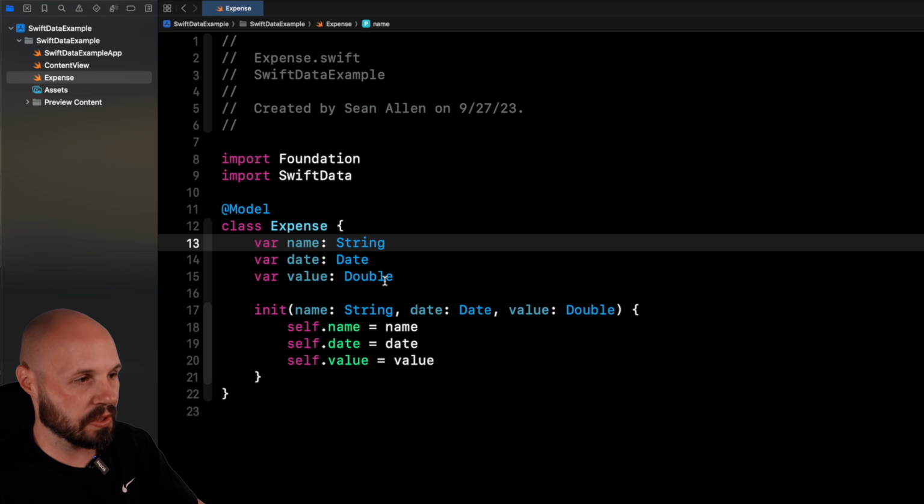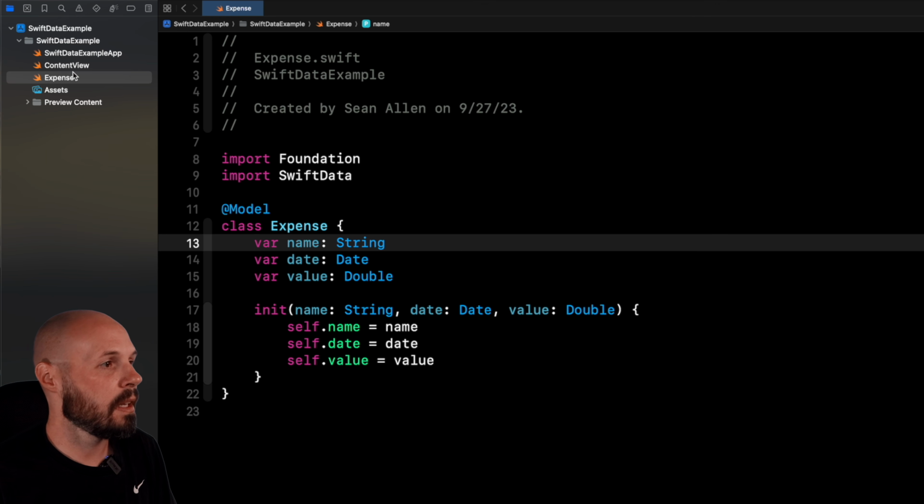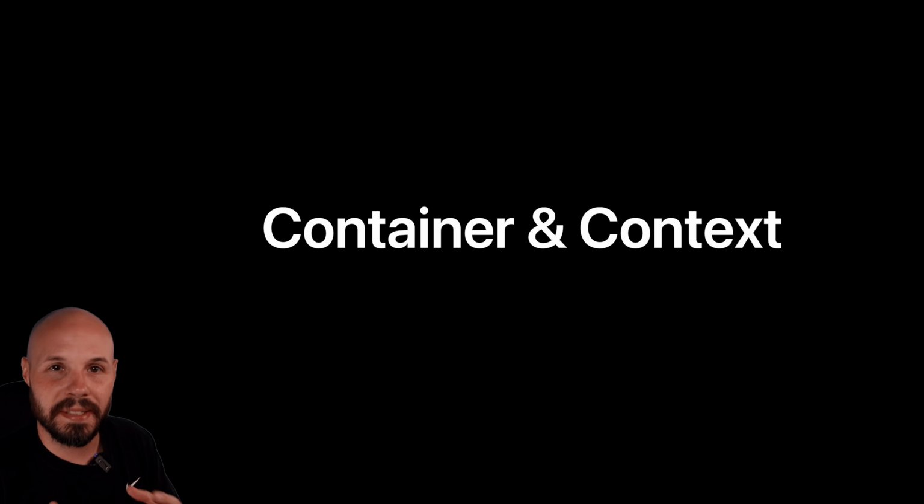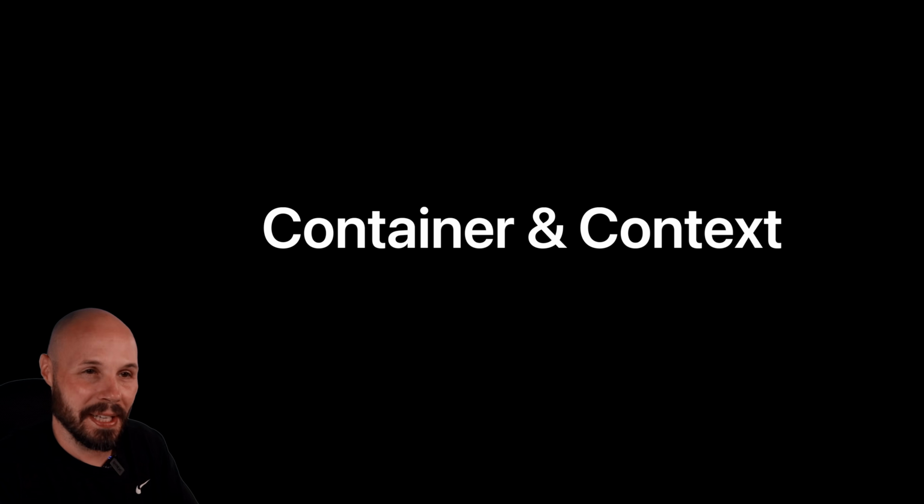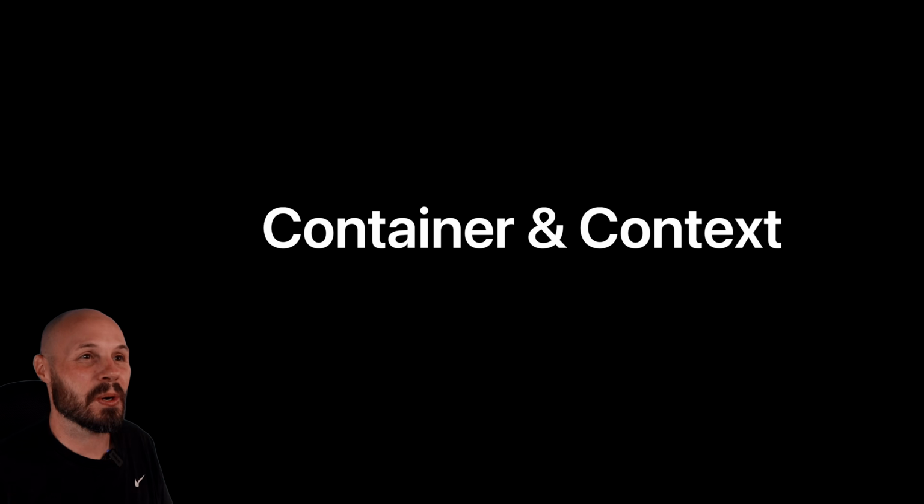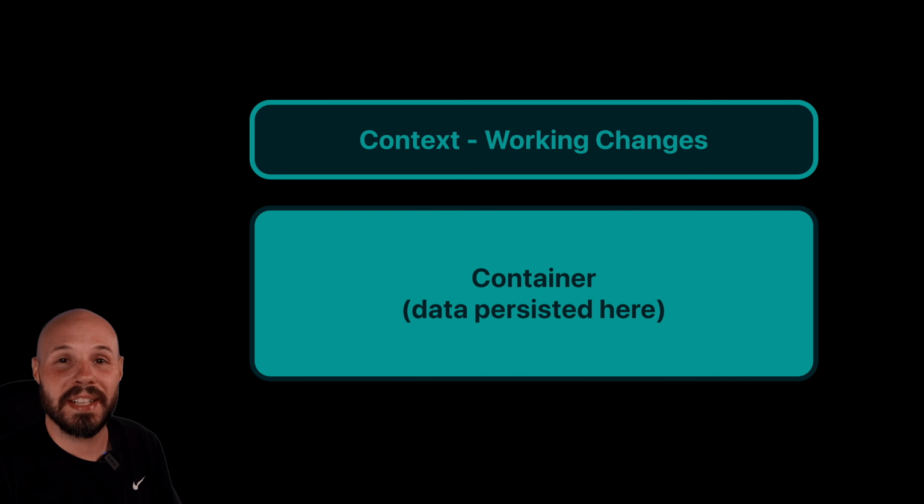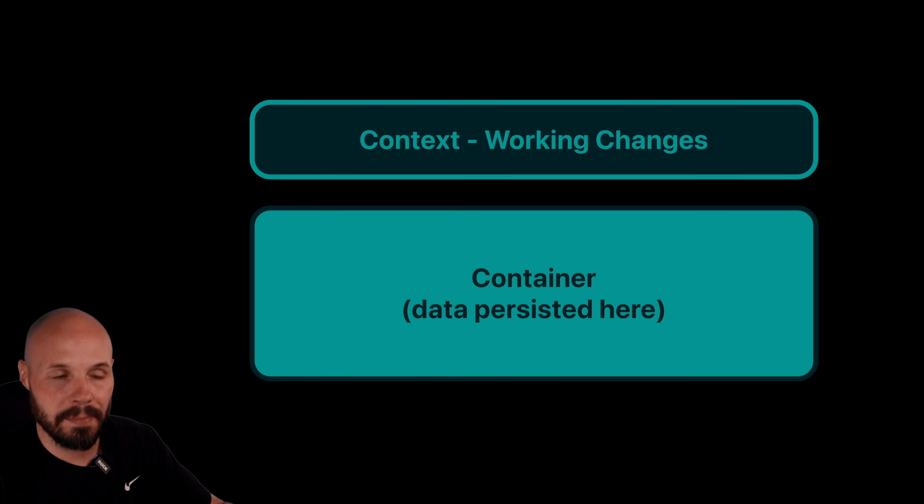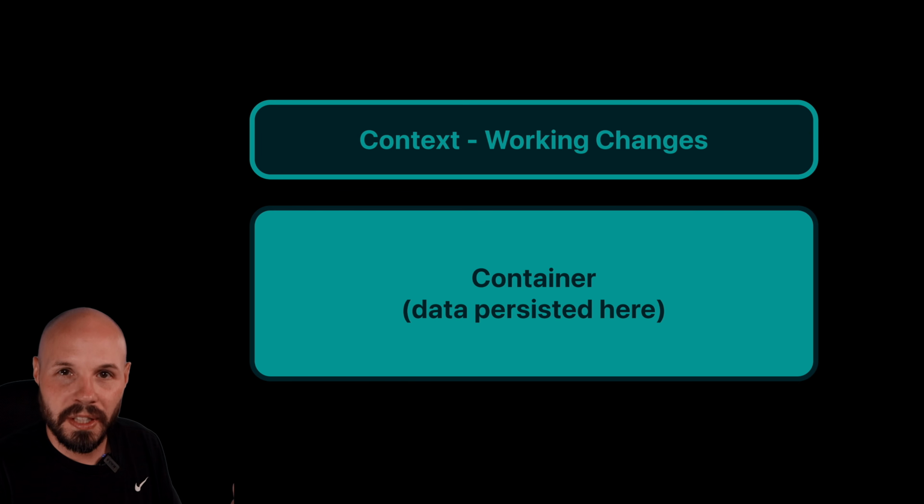Now that we have our model set up, right, just our expense object, that's the only one we're working with in this very simple example. Let's go to our app, because here we're going to create our container. Now let me explain the container in its relationship to its context. It'll make sense, trust me. So think of the container as where your data is actually persisted. So for example, when you go to fetch your data, you dig into that container, pull out the data, and then display it. Now there's a layer above the container called the context, and that's what we work with.